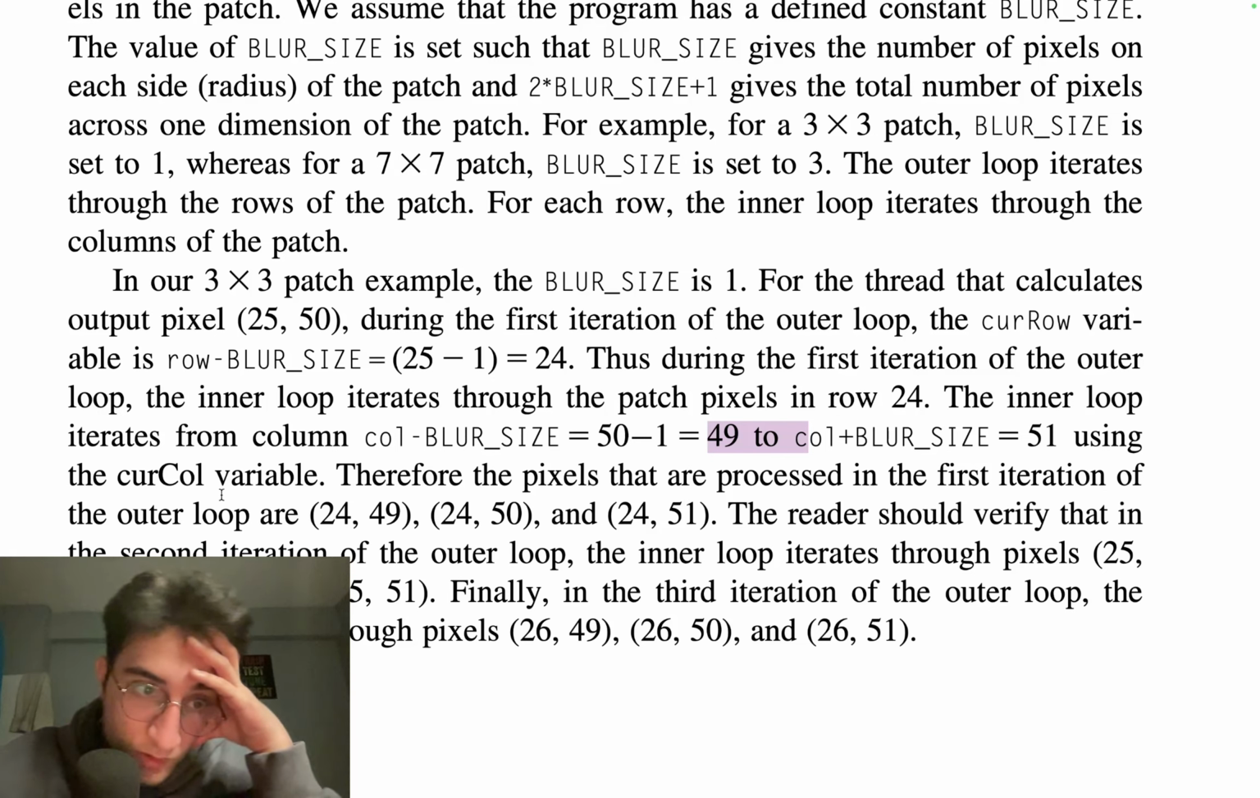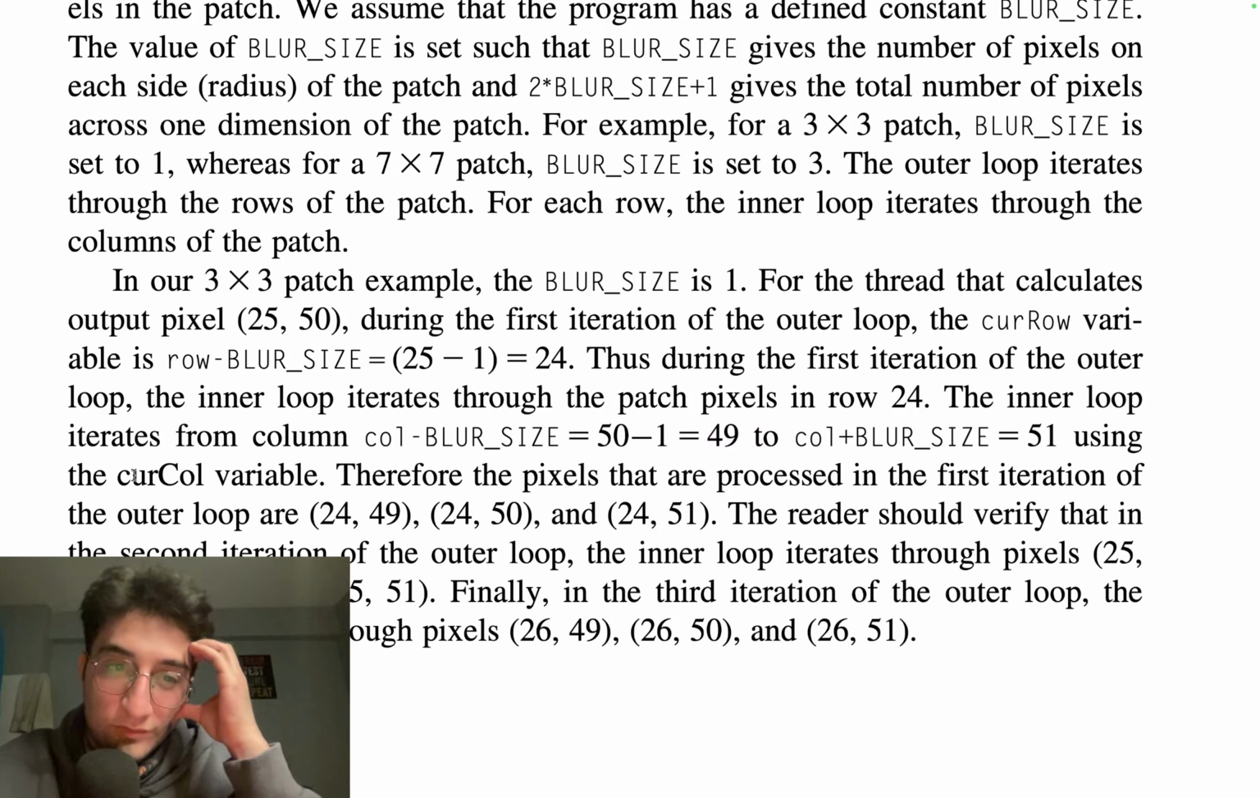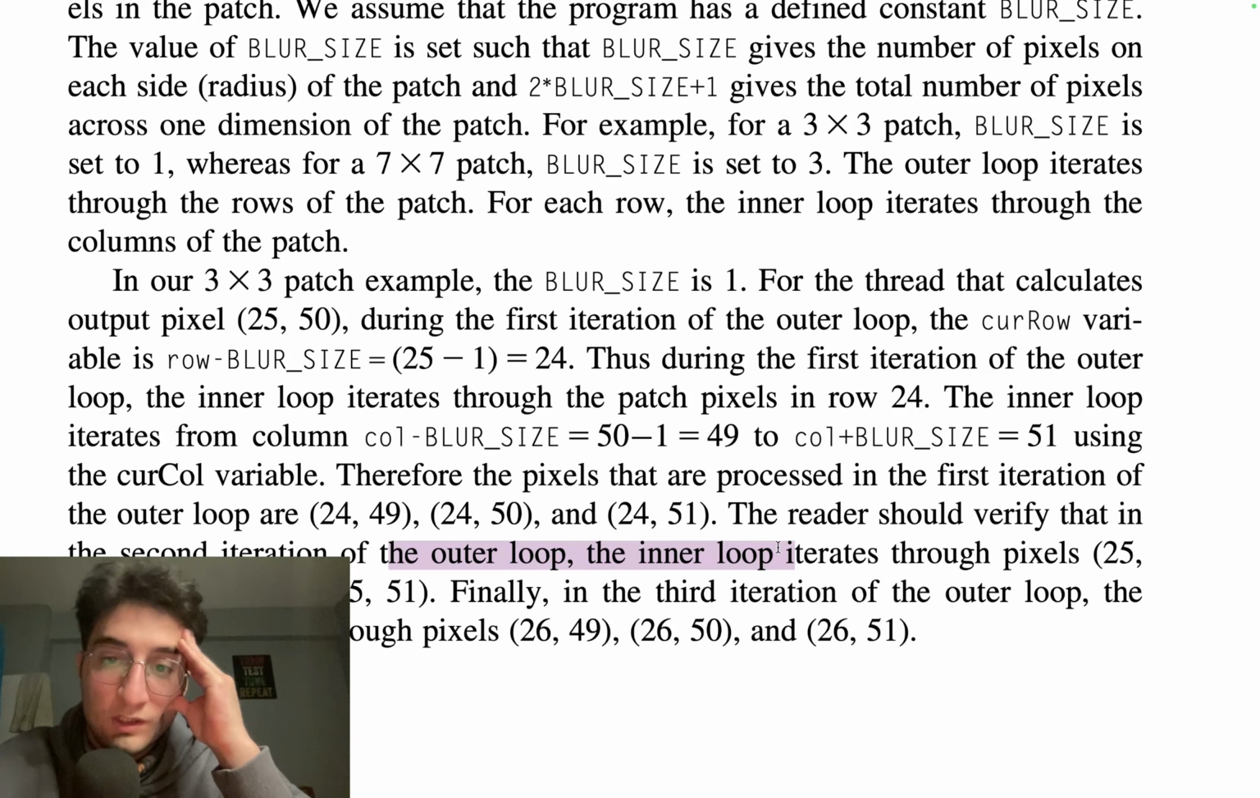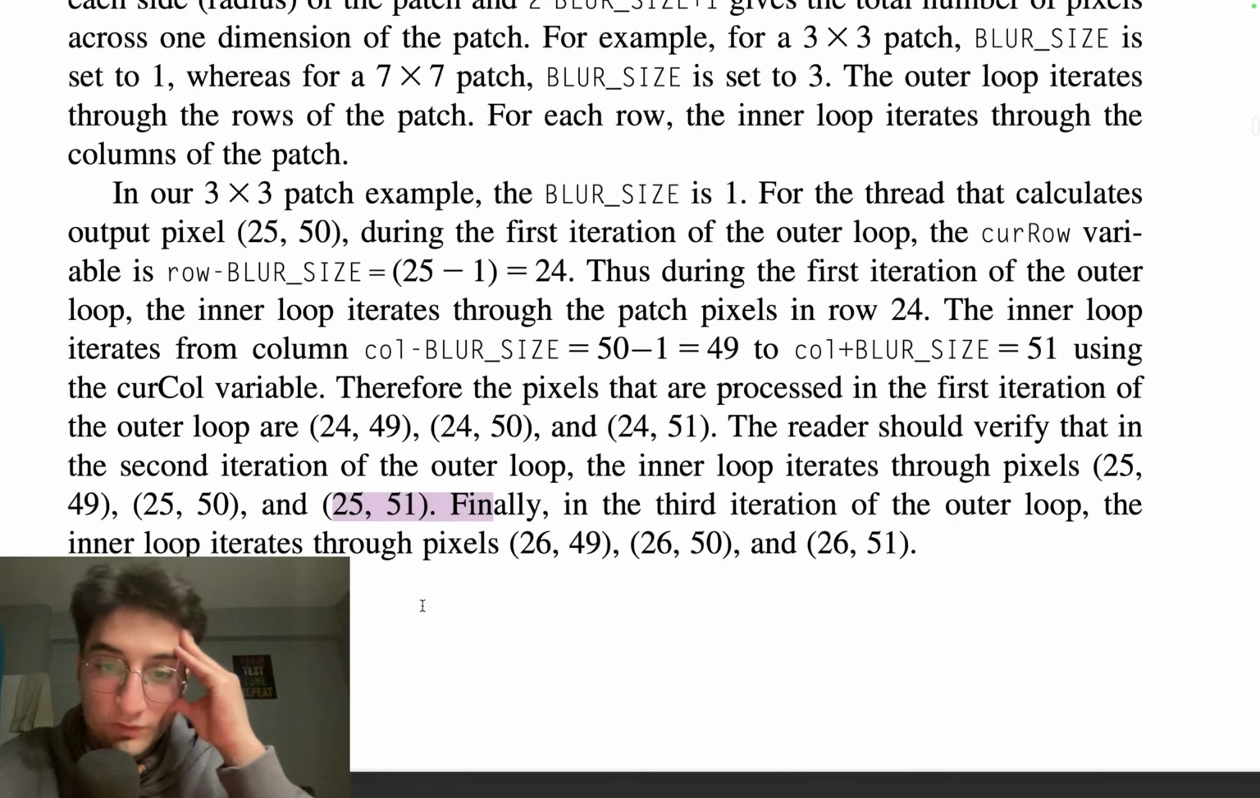Using the current column variable. Therefore, the pixels that are processed in the first iteration of the outer loop are 24, 49, 24, 50, and 24, 51. The reader should verify that in the second iteration of the outer loop, the inner loop iterates through pixels 25, 49, 25, 50, 25, 51.